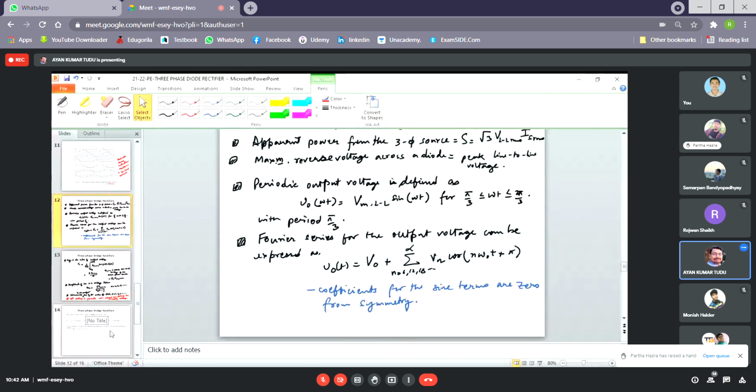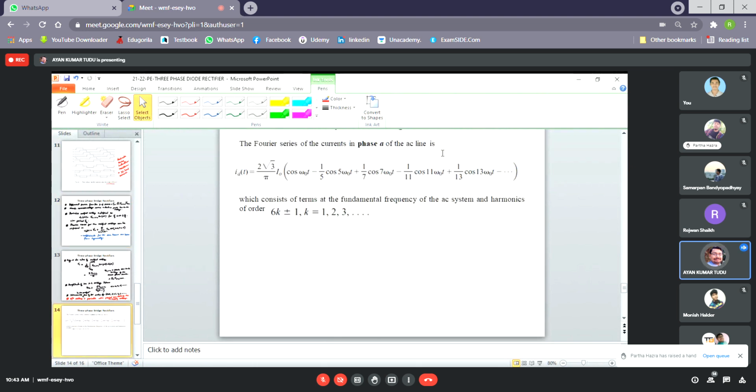Not phase A, this is for the output voltage, and we can find out the Fourier series of the currents in phase A of the AC line. So this is the Fourier series, as you can see.